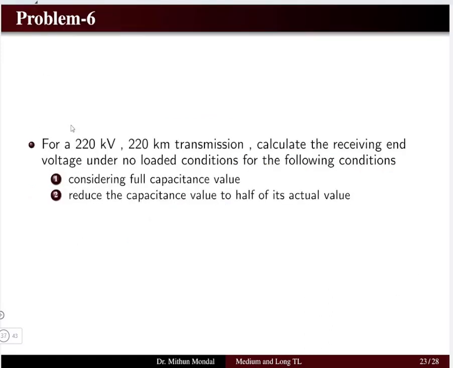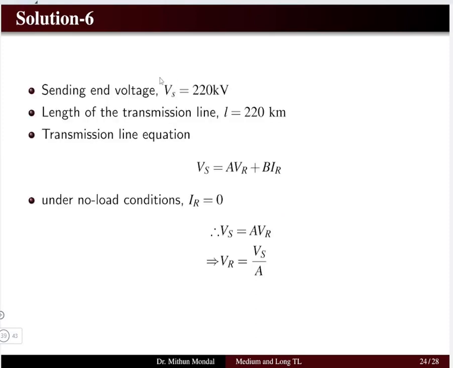Next problem. We have a 220 kV, 220 kilometer transmission line. Calculate the receiving end voltage under no load condition, considering full capacitance value, and then reduce the capacitance value to half of its actual value. Let us see how to solve that. Sending end voltage is given as 220 kV. Length of the transmission line is 220 kilometer. These two pieces of information are given.